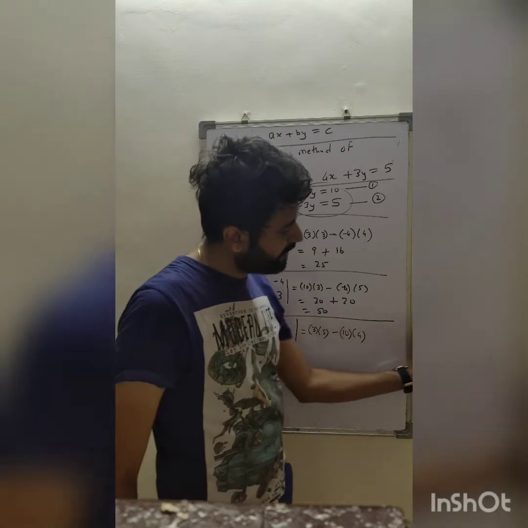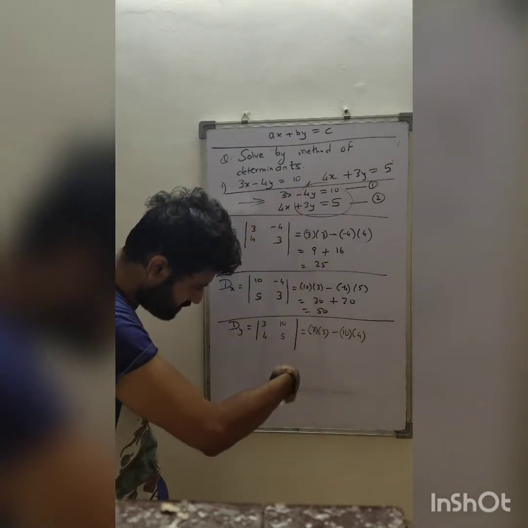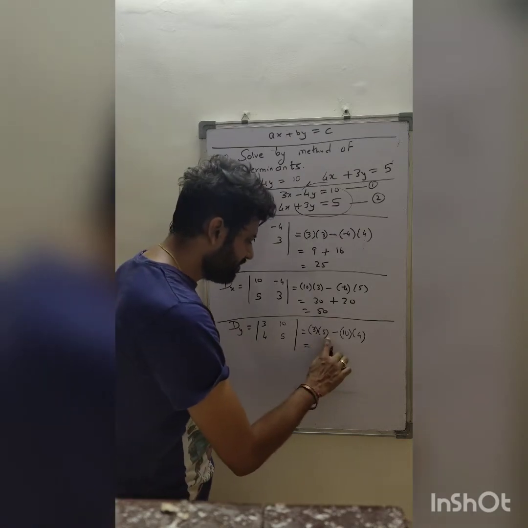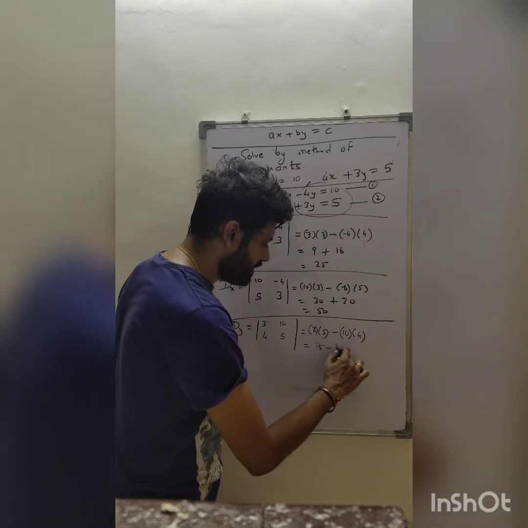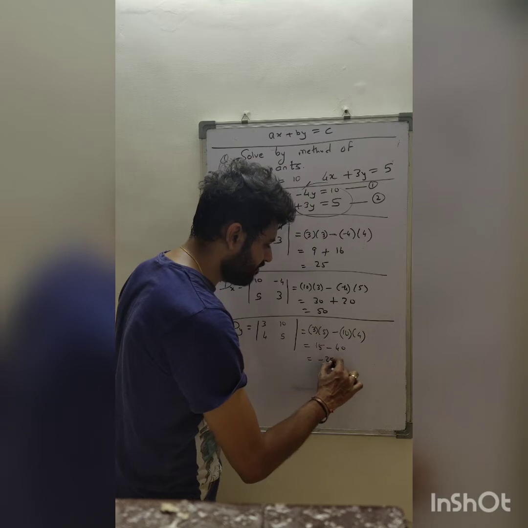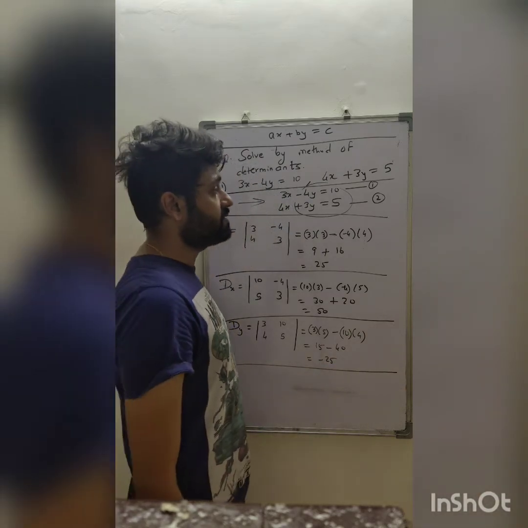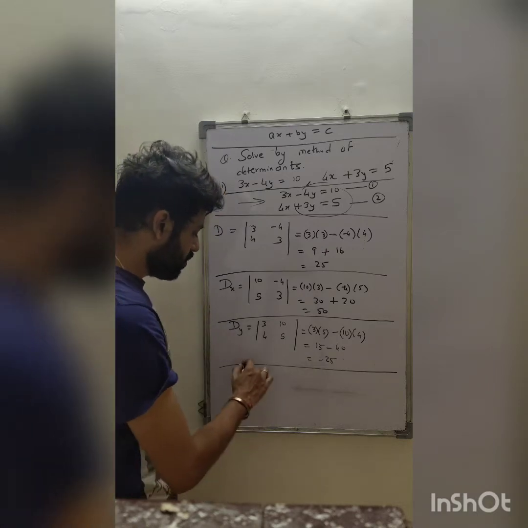You can use the same line and complete it, or you can use vertical steps also. 3 fives are 15 minus 40. Answer is minus 25. After that, here comes our last part.